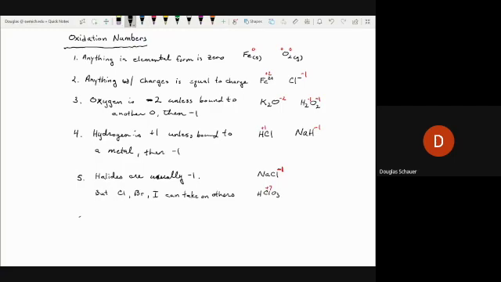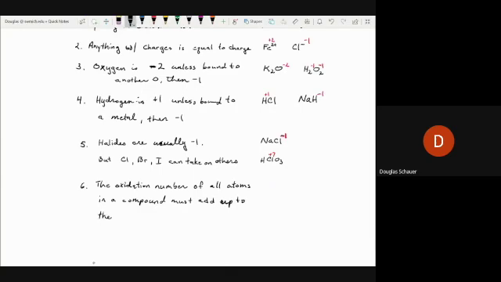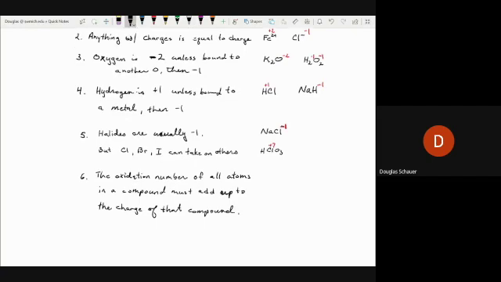And then finally, the oxidation numbers of all atoms in a compound must add up to the overall charge on that compound.